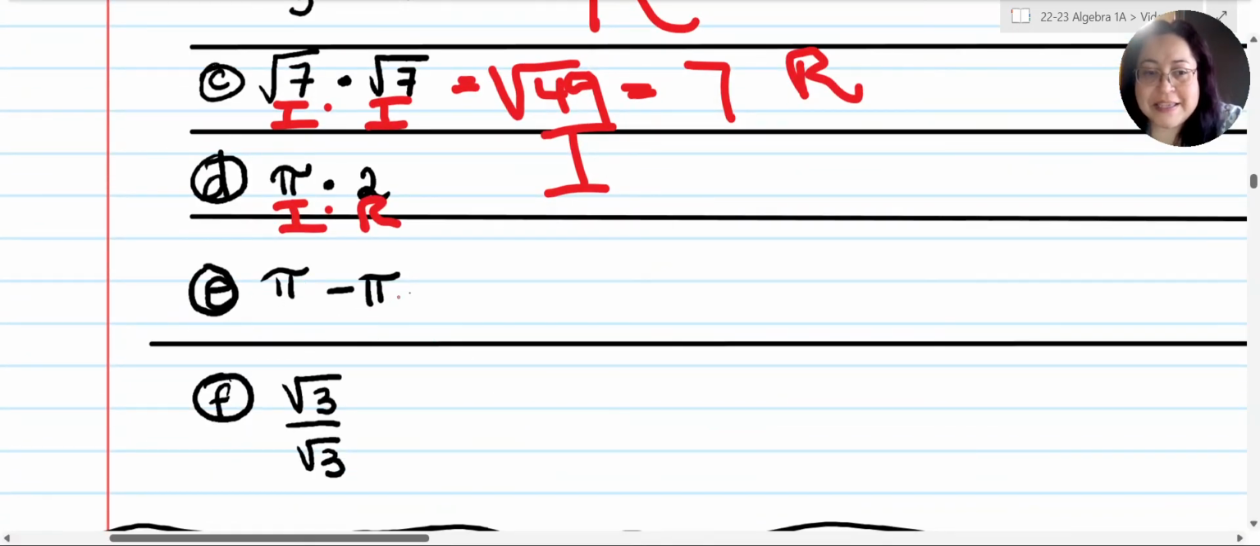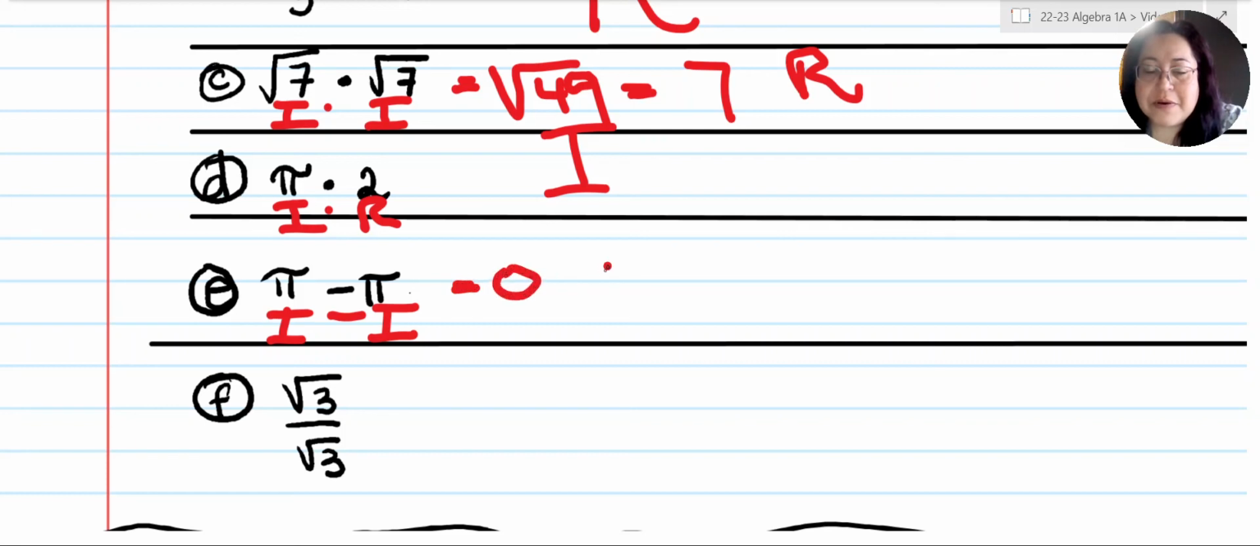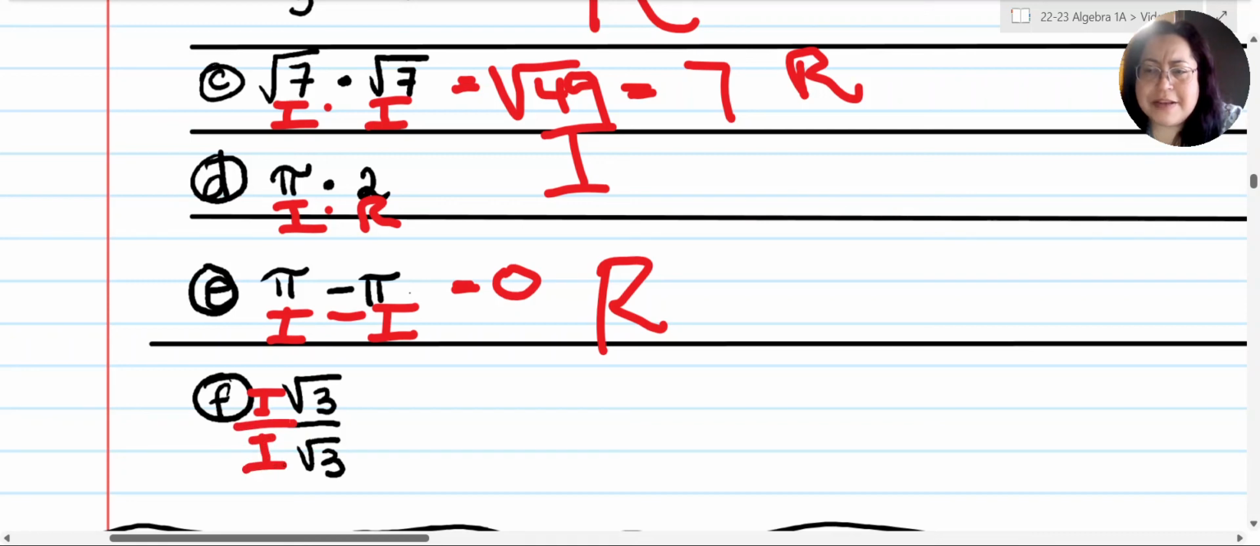Pi minus pi is, once again, you're thinking, oh, pi, definitely I. Well, actually, no. Stop and think. Any number subtracted from itself is going to give you 0, and 0 is pretty R. And same thing with this one, right? We know both of these are I's, right? You're thinking, oh, they're both I's, it's going to be I. Not really. Think about it. Any number divided by itself is 1, which would be R, okay?